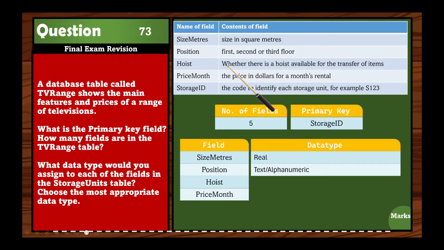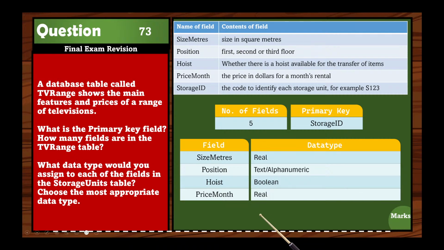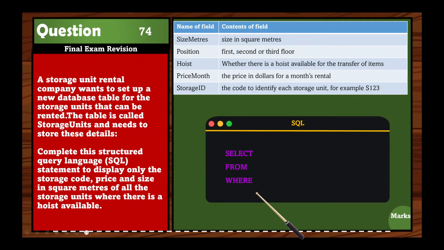Then hoist is whether there is a hoist available for the transfer of items. So it's yes or no, right? So we can use Boolean for this one. Then price month. So remember, for the price, we always use real. Price and the scores, we always use the data type real. Okay. Now let's go to the question about writing the query.